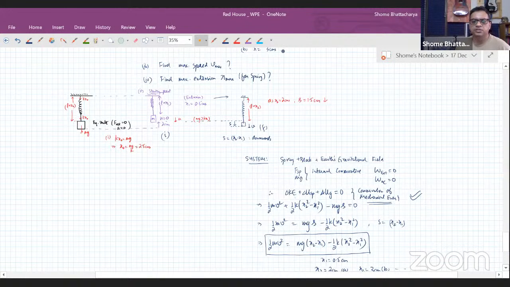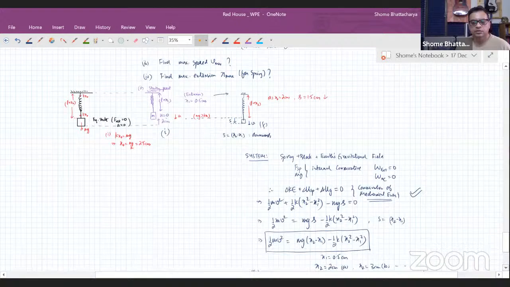Okay, so for the B part, you just substitute 3 centimeters instead of 2 centimeters, and you'll get some different answer. Or interestingly, I think you'll get the same answer because it's symmetric with respect to the equilibrium position. Anyway, we'll discuss. The method of calculation will be different, but the final answer will be the same.